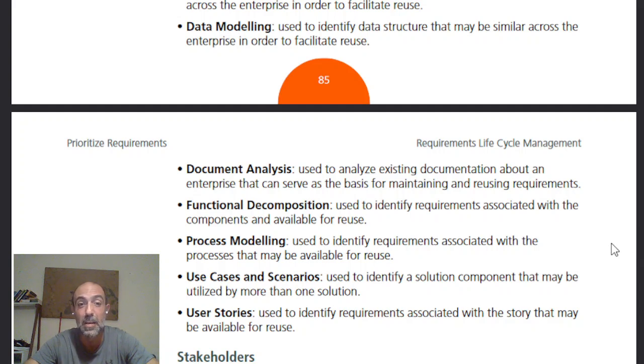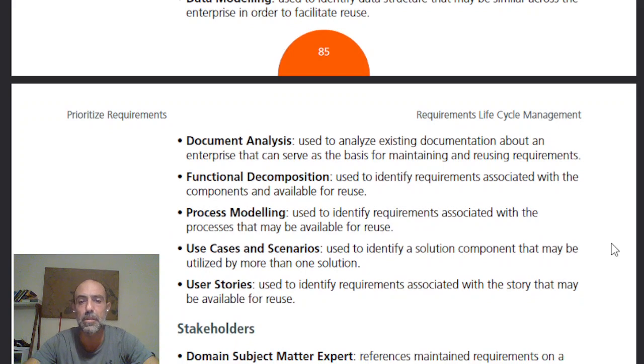Document analysis, used to analyze existing documentation about an enterprise that can serve as the basis for maintaining and reusing documents. Amazing, man. Functional decomposition. They use the word function, which means whatever I said earlier makes more sense now. Decomposition is the word they use. What was the word? Dissecting, I was actually working. Decomposition is work. Used to identify requirements associated with the components and available for reuse. Look at that, I thought about it before we came to it. Yeah. Process modeling, used to identify requirements associated with the process that may be available for reuse.